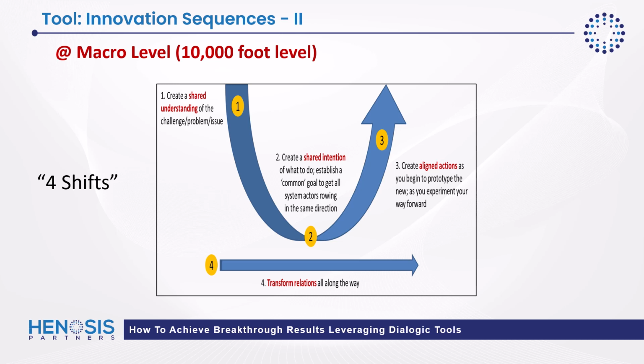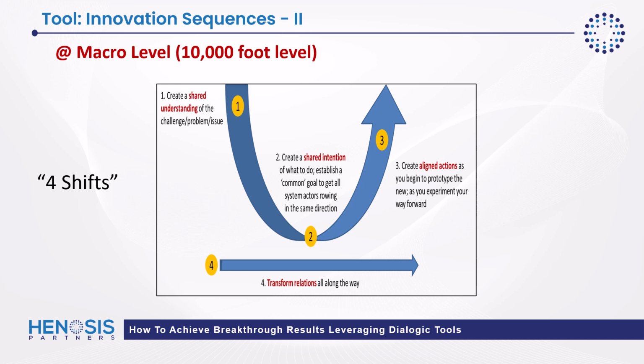The first shift that we try to facilitate when solving a complex adaptive challenge is to create a shared understanding of what the challenge, problem, or issue is. Ironically, the root of the problem or challenge or issue is that there is likely a lack of shared understanding amongst key stakeholders, which is resulting in the current day issue.